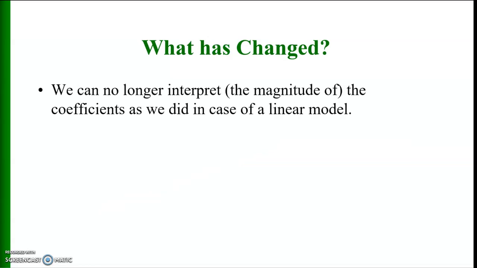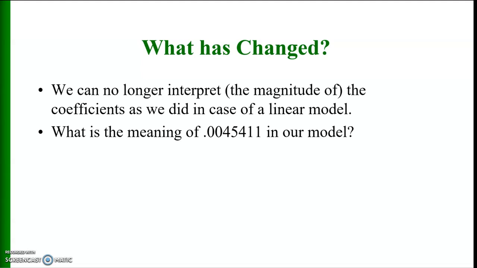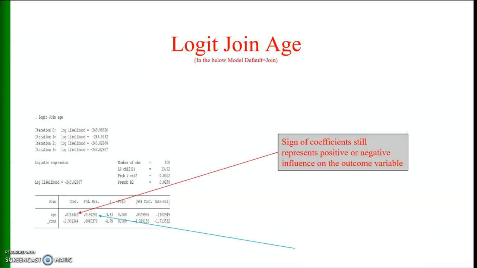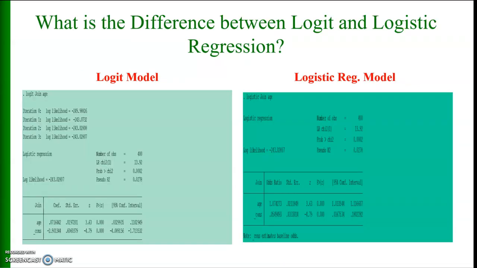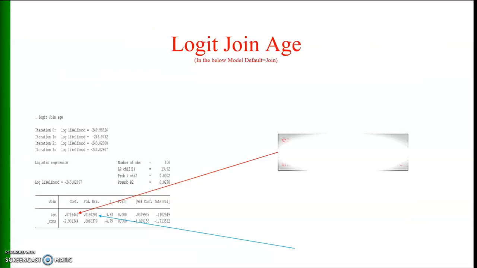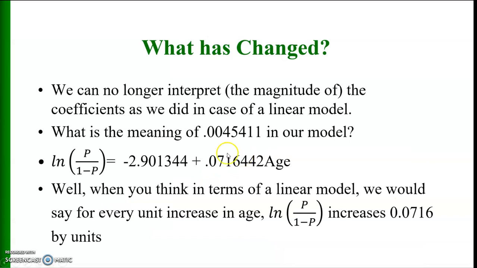Now what has changed? We can no longer interpret the magnitude of the coefficients as we did in the case of a linear model. So what is the meaning of 0.0045 in our model? And this coefficient is here. So what does it mean? Let me explain it. What is the meaning of 0.0045 in our model? In this, natural log of p over 1 minus p is equal to minus 2.9013 plus 0.0716442 age. Age is the independent variable.